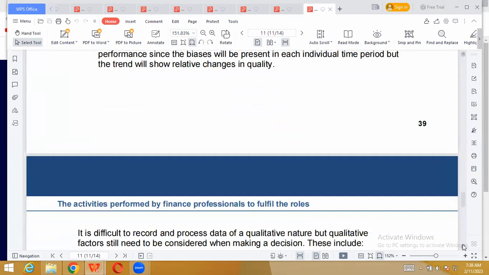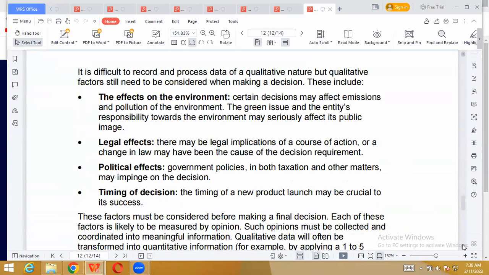It is difficult to record and process data of a qualitative nature, but qualitative factors still need to be considered when making a decision. When an organization is making a decision, for example, to undertake a project, we don't just consider whether the organization is going to make a profit or not. That is financial and quantitative, but we also should consider the qualitative: other factors that are not financial and not expressed in numerical terms.